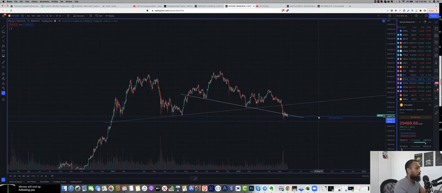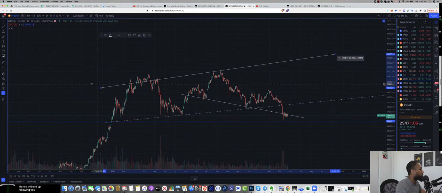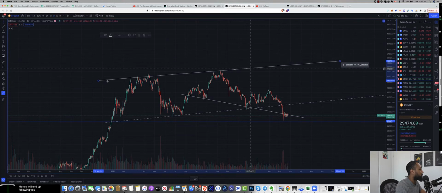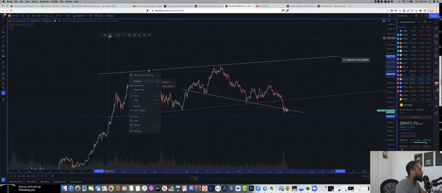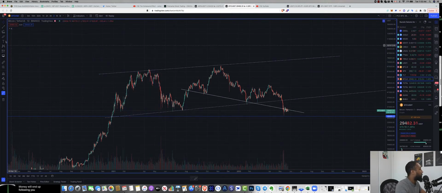So let me make this a little more clear for you guys here. I'll just draw this up here. So here's the pattern, and we broke down from it, right? So we had this pattern here. Let me make it dotted as well. There we go. So we had this pattern. It's a bearish pattern, but we were anticipating maybe to get up to here at a minimum, but that did not happen and we broke down.